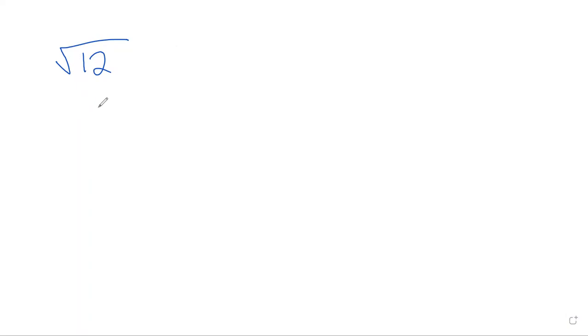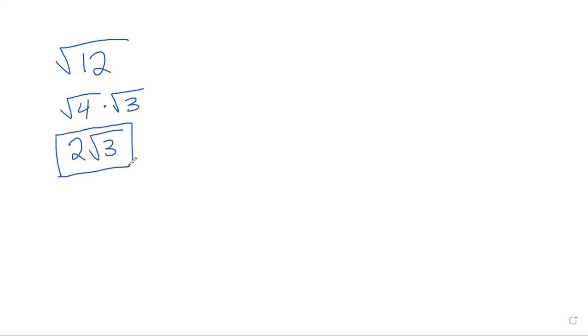There are ways to simplify it because we could split this into two things, root 4 times root 3. Root 4 times root 3 makes root 12. And root 4, of course, can be simplified. That's just 2. So this would be the form that would be considered simplified and that you would put for an answer on a test or use as you went along in a question.